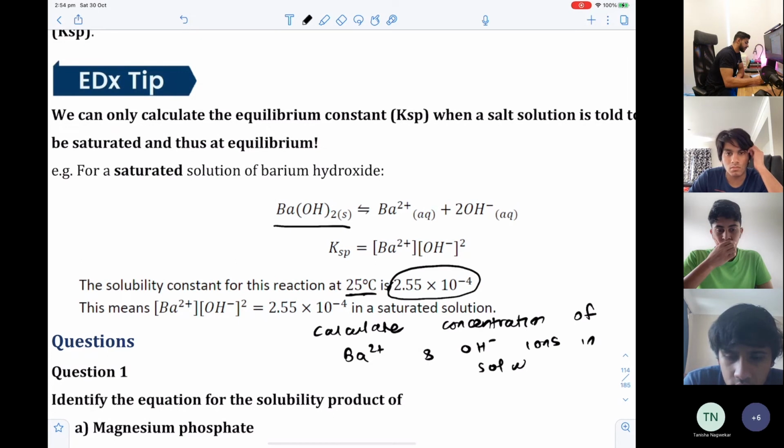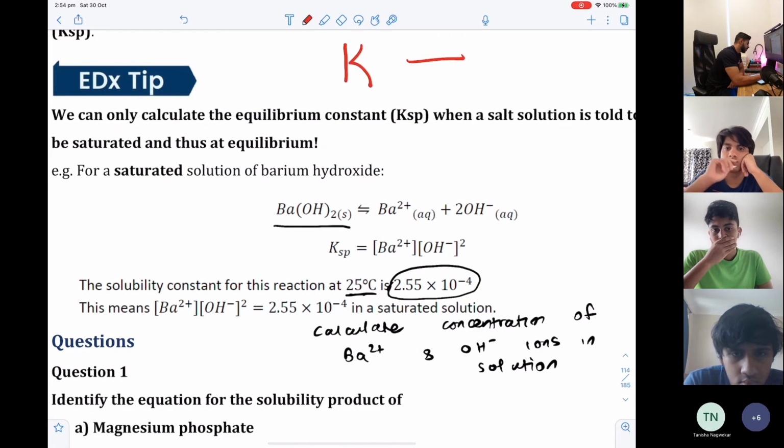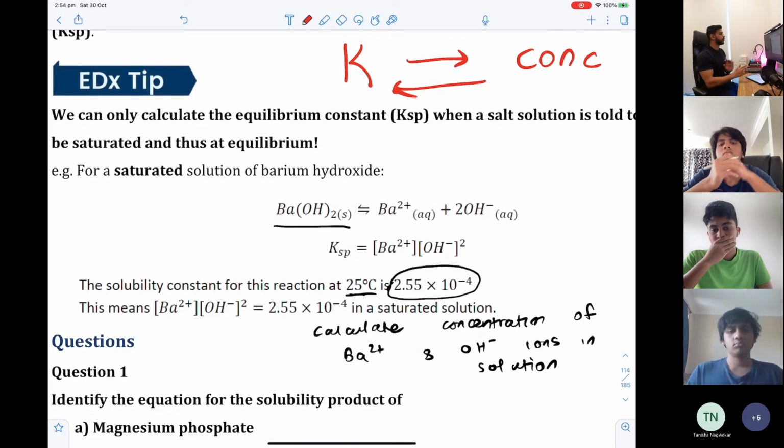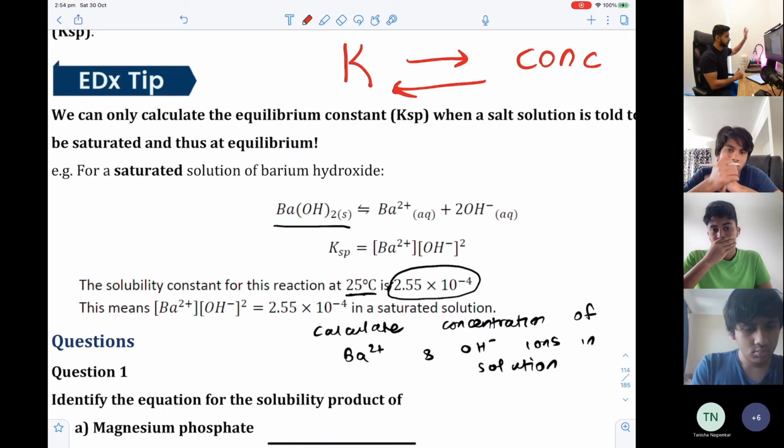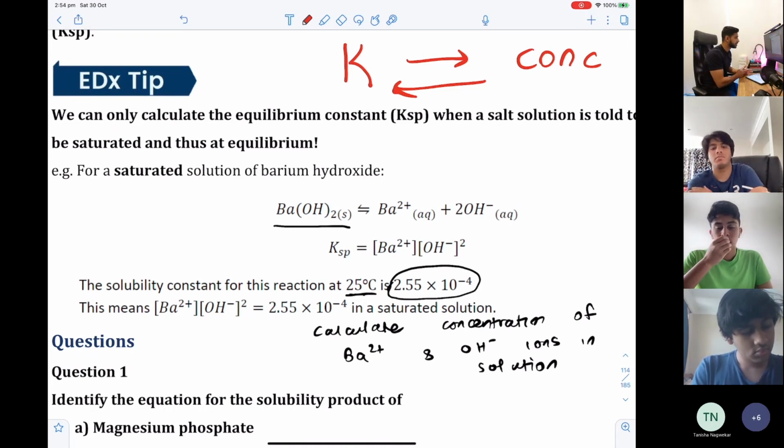And this is teaching you something that's very, very integral to your approach in calculation questions. And that is, whenever you have K, you can find concentrations. Whenever you have concentrations, you can find K. That's always been the case, right? It was rice tables for your previous questions. You did rice tables, found concentration, you used it to find K.